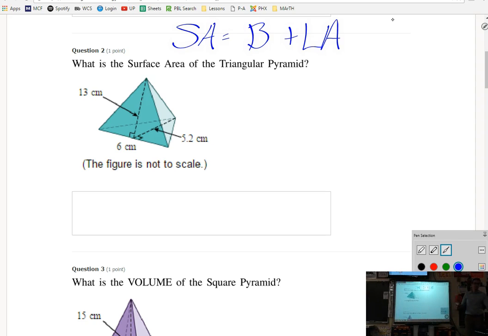Let's start, because whether we're doing volume or surface area, it's easiest to start with big B. So let's start by dealing with this. If I can unfold it. I can't unfold it. This base triangle. And then we'll deal with everything else. So, big B. Aiden, what's my formula for area of a triangle?